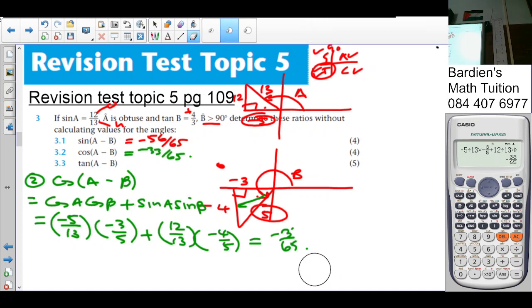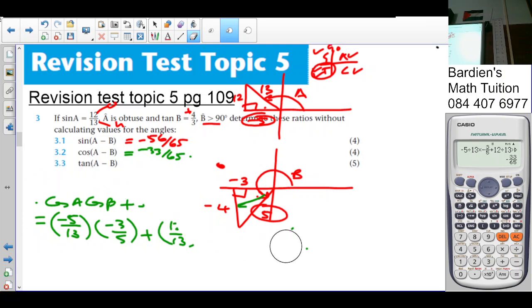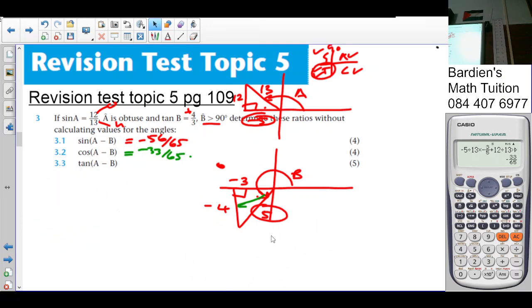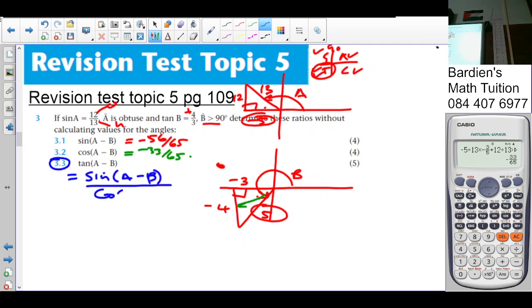So the next question says, you must get the ratio of tan of A minus B. Now we didn't delve into the tan expansion. However, we know that tan is the same as sine over cos. So in other words, tan of A minus B is the same as sine of A minus B over cos of A minus B.